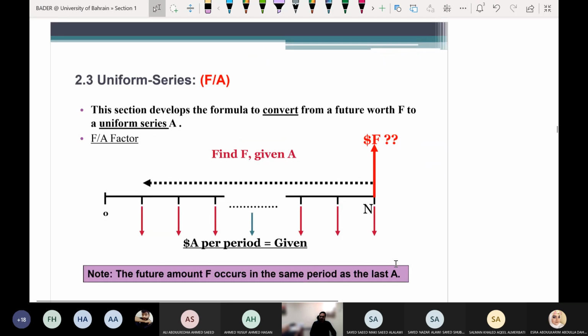How about if I want to reverse? I am a person who gets a salary, and I would like to take part of my salary and set it aside. So I'm setting aside a given amount. So actually what I should be collecting, and this is called, you are developing and converting a uniform to a future. Find F given A.